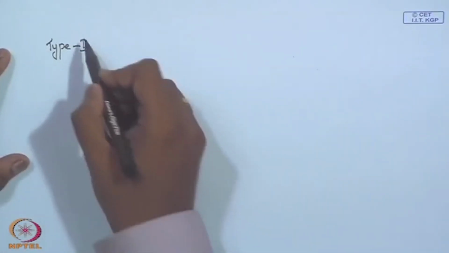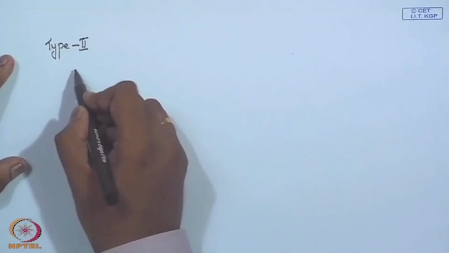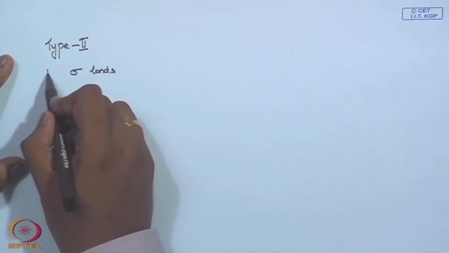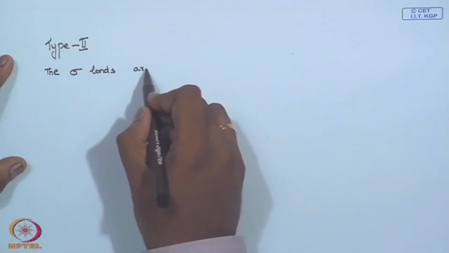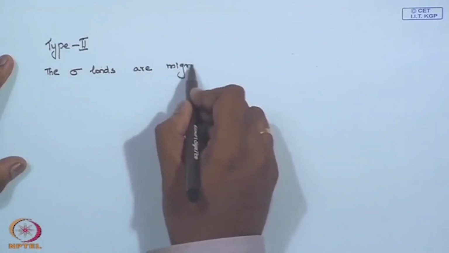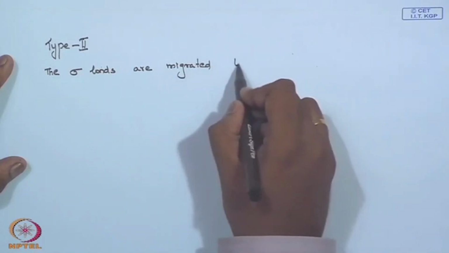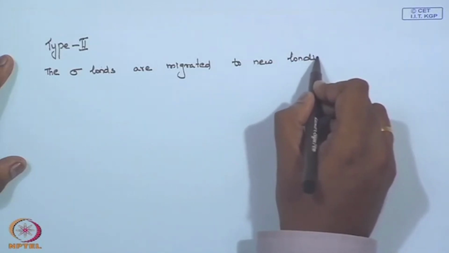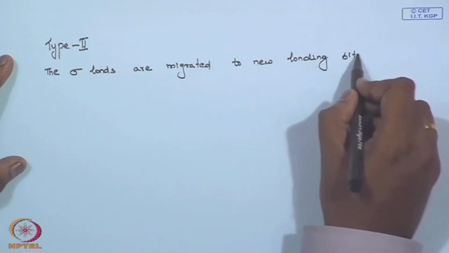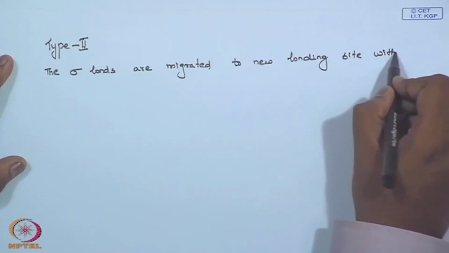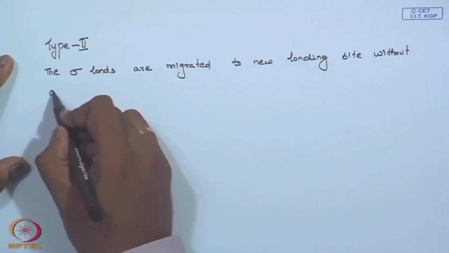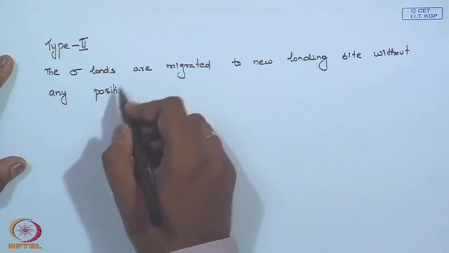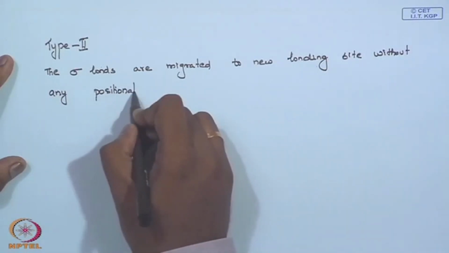What does type 2 define? It says that the sigma bond is migrated to a new bonding site, but without any positional interchange. Why am I writing this definition? Because it will be helpful once we see the example.